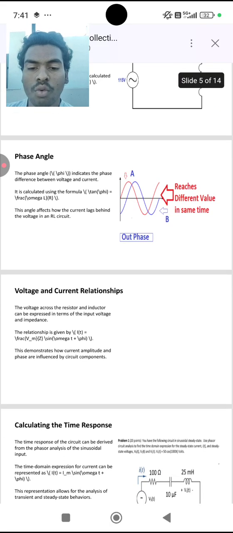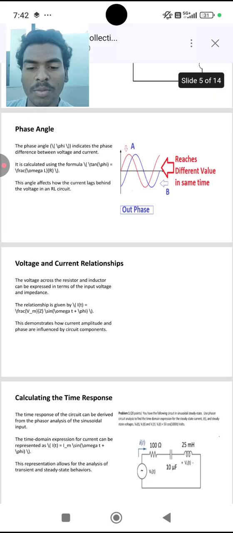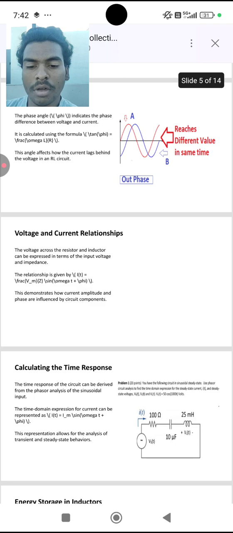So let us discuss the voltage and current relationships. The voltage across the resistor and the inductor can be expressed in terms of the input voltage and impedance. The relationship is given by i(t) = (Vm/|Z|) sin(ωt + φ), where i(t) is the current with respect to time, Vm is the maximum voltage, and φ is the phase angle. This demonstrates how current amplitude and phase are influenced by the circuit components.